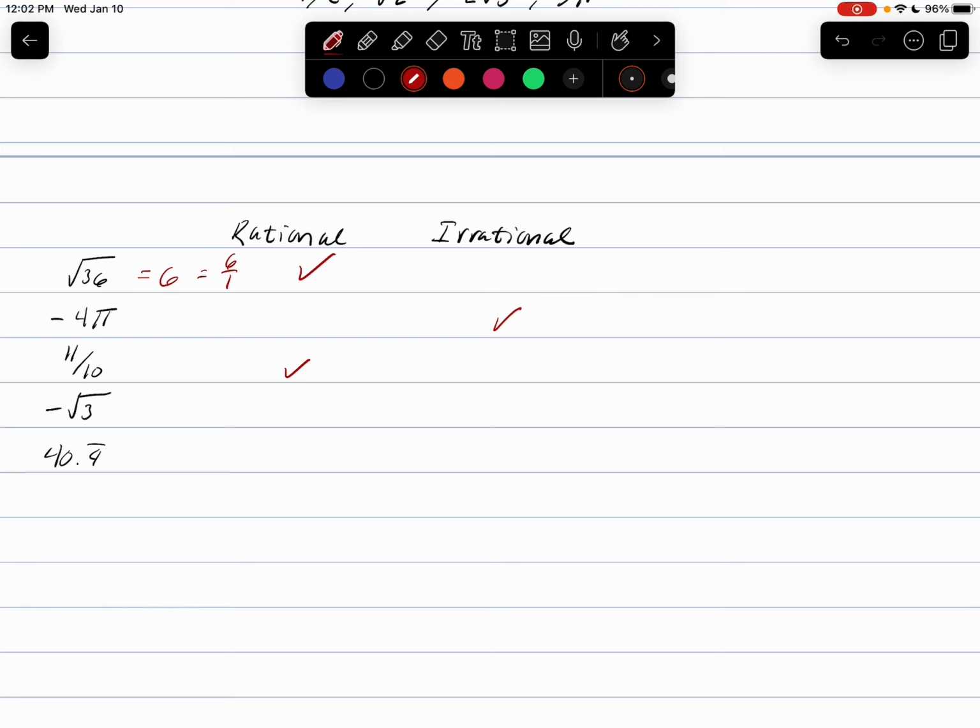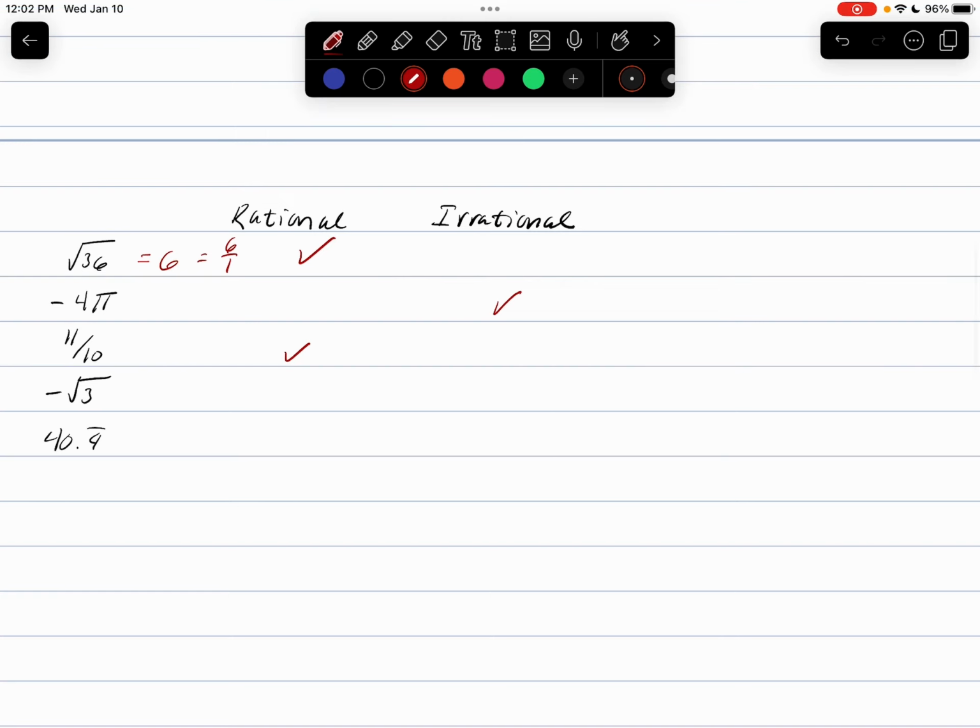How about negative square root of 3? Well, anytime we see negative some number, maybe that's not an integer, we can think of multiplying that by -1. And we know that the square root of 3 is an irrational number because it's not a perfect square. There's no number that we can multiply by itself to give us 3, other than the square root of 3 that we have defined here. So we're going to call this an irrational number.